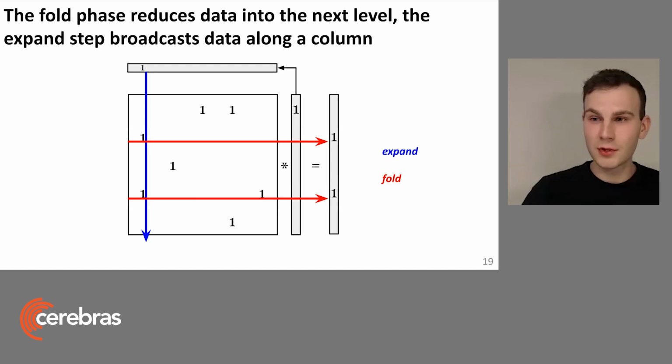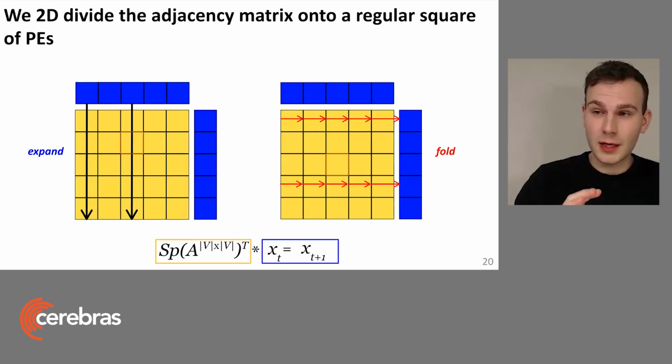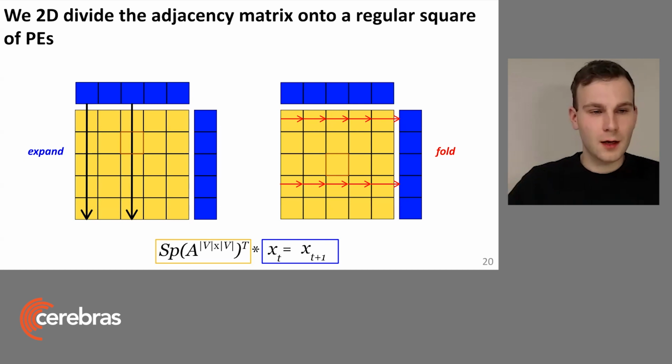And then we reduce the results along the rows, and we call this the fold phase. So the communication patterns here are quite regular. We have placed this irregular data structure into a quite regular one. And now we map this onto the single processing elements of our wafer scale engine.